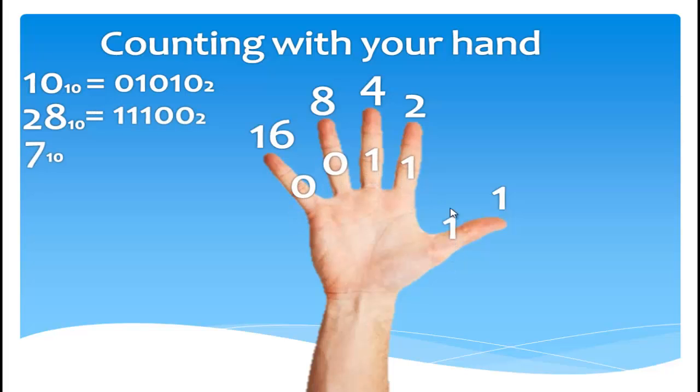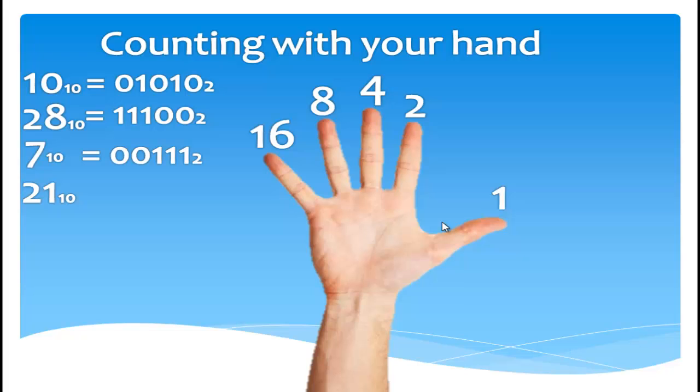For 7, pretty simple. We're not going to need 16, we're not needing 8, but we're going to need a 4, a 2, and a 1. So that makes 7. Our number is 0, 0, 1, 1, 1 in binary.